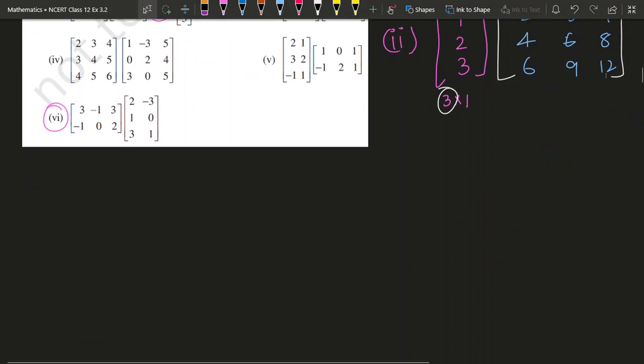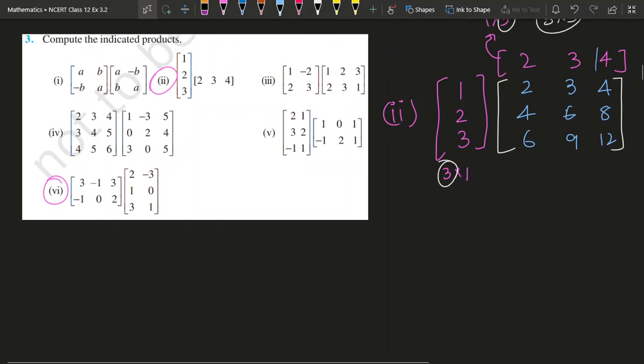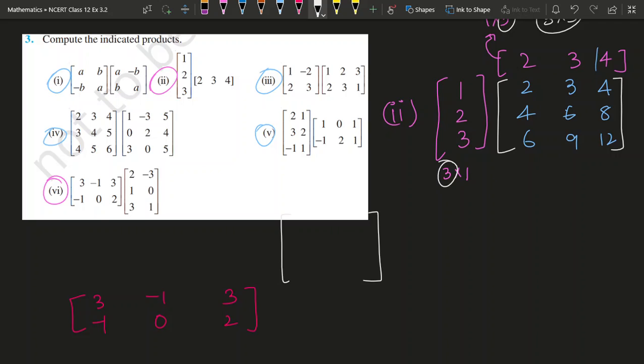Let's do the last part of this problem. The others you can regard as an exercise. Try whichever problems you can. And for the sixth part, you have 3, negative 1, 3, negative 1, 0, 2, and the second matrix you have is, let me write it, a 3 by 2 matrix. So 2, negative 3, 1, 0, 3, negative 3, and 1.